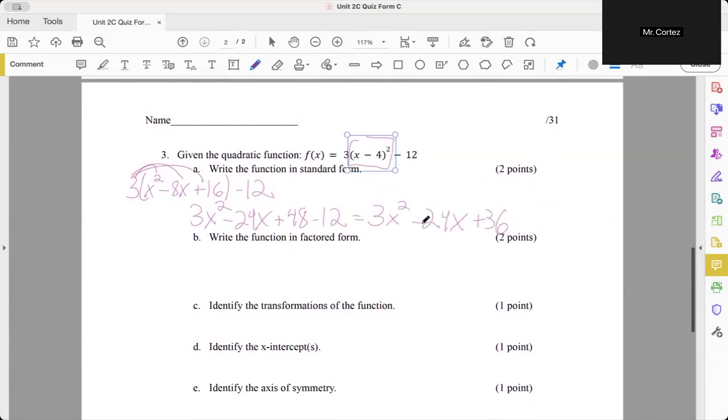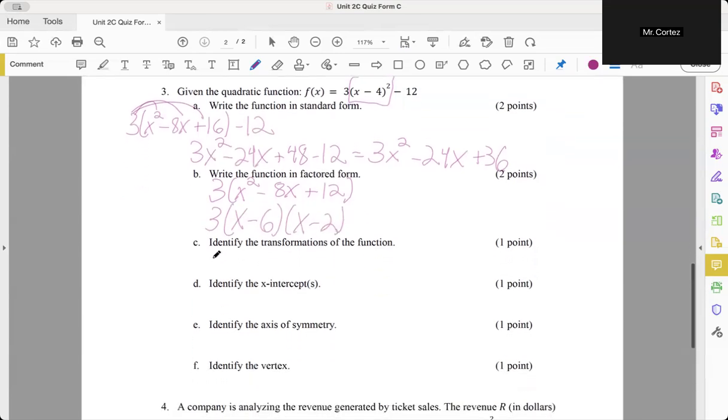Factored form, let's see if this is possible. Interestingly enough, these are all divisible by 3, so you could kick out a 3, get this, and then notice I just took out a GCF of 3 from all 3 terms. This can be factored further to 3 times (x minus 6)(x minus 2). So we're in pretty good shape. Here you could say that the leading A term is 3. You have x-intercepts at (6, 0) and (2, 0).